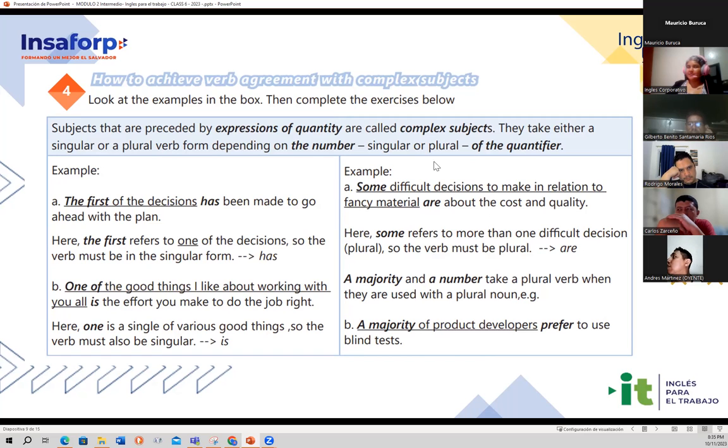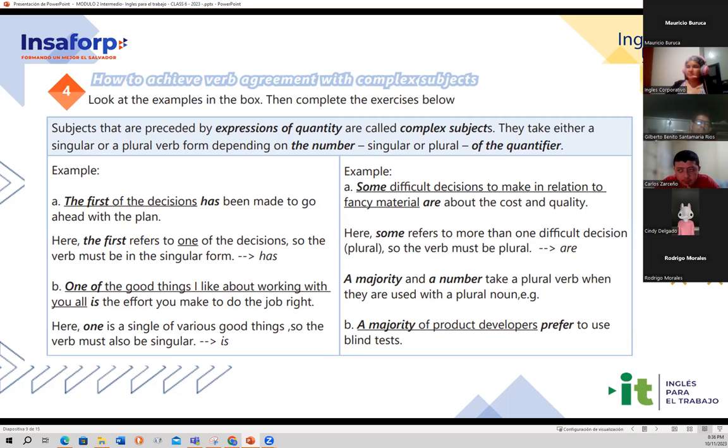Any question you may have so far about verb agreement? Teacher, but in Spanish, the sense is, I don't know, how do you say, it's different, right? When you translate, the sense is, okay, for example, in Spanish says, se ha tomado la primera de las decisiones para seguir adelante con el plan, algo así, ¿verdad? If you translate this sentence, it will be una de las decisiones que se ha tomado, que se han hecho, es seguir con el plan.